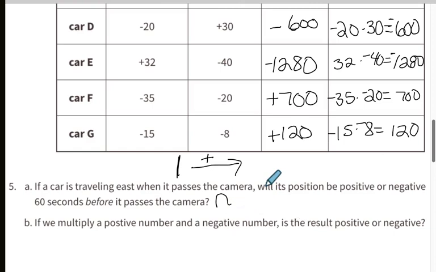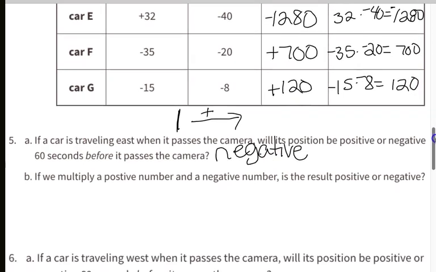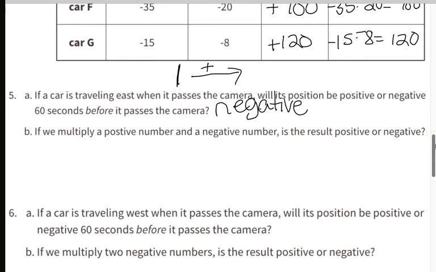Again, negative. I'll just write it out. If we multiply a positive number and a negative number, is the result positive or negative? Anytime that you multiply a positive number times a negative number, you get a negative answer. The negative always wins when you have one of each. Your answer then will be negative. If you're multiplying and they have a negative sign, that means in the problem, there need to be two negatives to make up for the one positive.